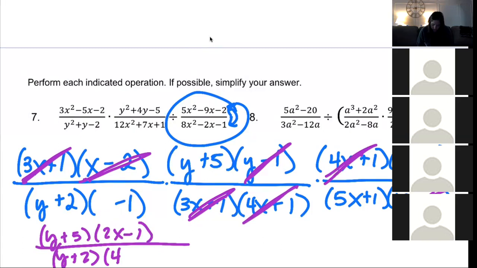So then y plus 2 and 5x plus 1. And then I would be done. For the ones where you do addition and subtraction, you said that you just find the common denominator and then you see what's missing for them, right? Uh-huh.